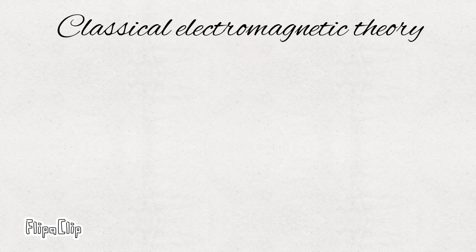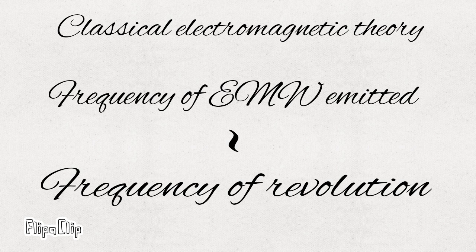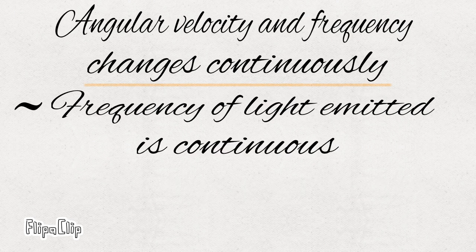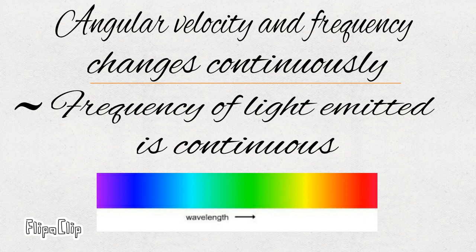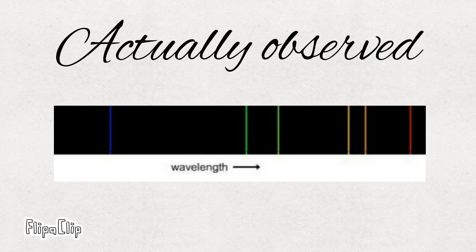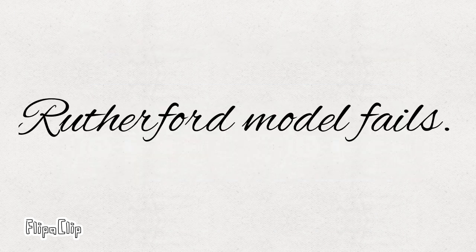Further, according to classical electromagnetic theory, the frequency of the electromagnetic waves emitted by the revolving electrons is equal to the frequency of revolution. As the electrons spiral inwards, their angular velocities and their frequencies would change continuously, and so the frequency of light emitted must be continuous. So they would emit a continuous spectrum, which is in contradiction to the line spectrum which is actually observed.